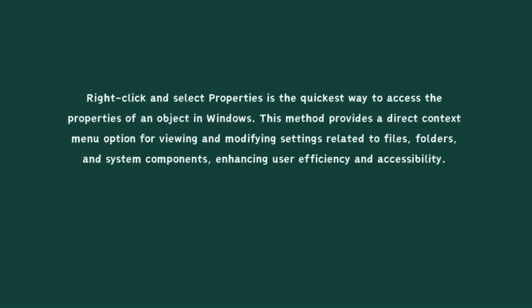Right-click and select Properties is the quickest way to access the properties of an object in Windows. This method provides a direct context menu option for viewing and modifying settings related to files, folders, and system components, enhancing user efficiency and accessibility.